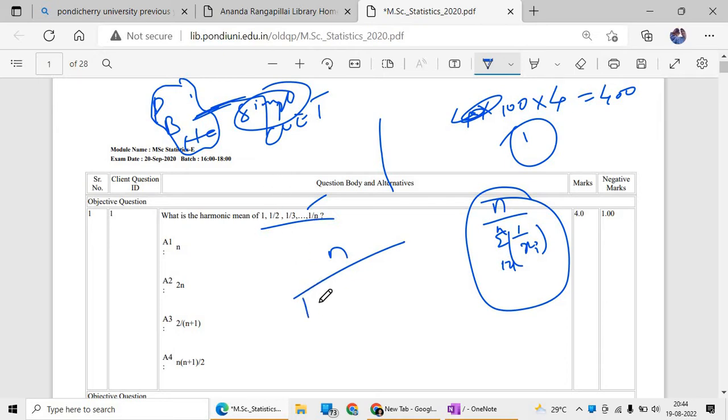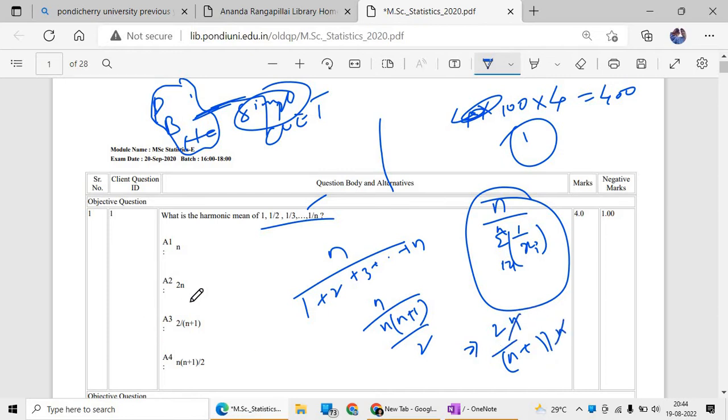The reciprocal of 1 is 1, the reciprocal of 1 by 2 is 2, the reciprocal of 1 by 3 is 3 and so on up to n. So what is the formula for the sum of n natural numbers? n into n plus 1 by 2. So finally it will be 2n by n into n plus 1. So n cancels out, 2 by n plus 1 is the answer. So option C is the correct answer.